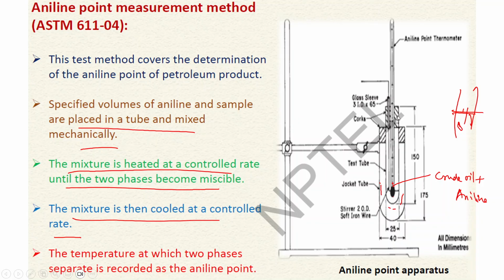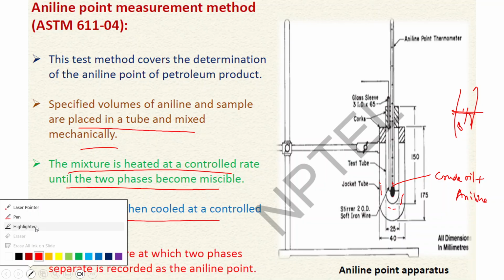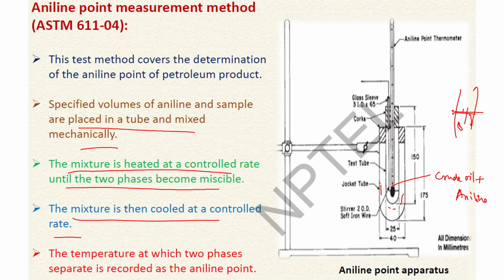After the miscibility, this mixture is allowed to cool at a controlled rate, and there will be a temperature at which the two phases separate, when small haziness, the turbidity, will start to occur. That is the temperature when these phases start to separate. So that is basically the aniline point.